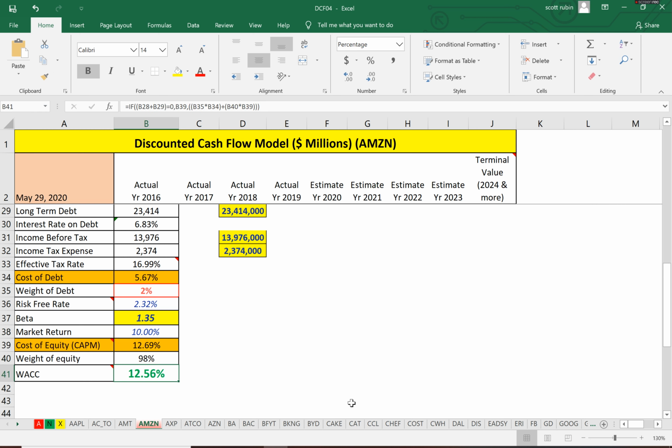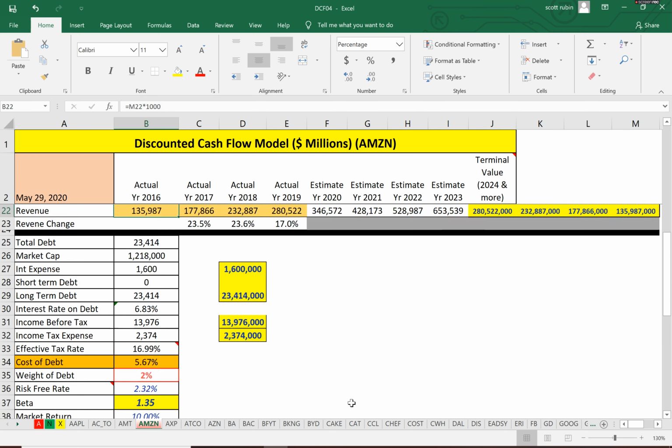So the 12.56% number you see here, this is the price Amazon pays to obtain financing. So Amazon needs to generate at least this much in profits a year to add value to its investors. And this is the weighted average cost of capital. It's a blend of the cost of equity and the cost of debt. And this is what we'll discount the future free cash flows by.